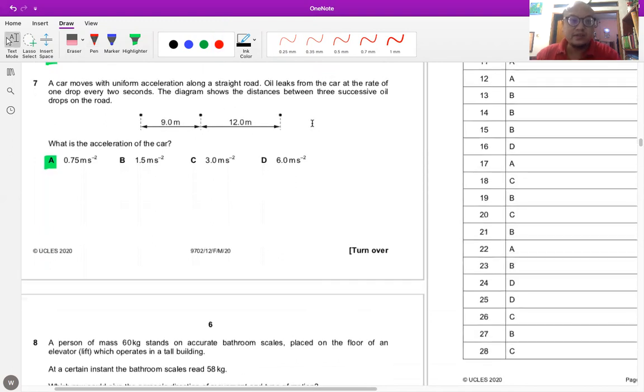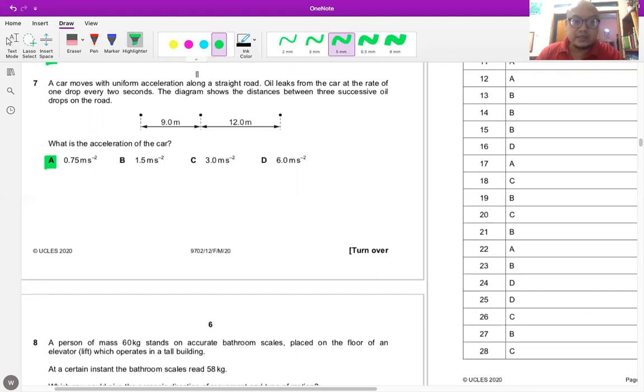Okay, question 7. A car moves with uniform acceleration along a straight road. Oil leaks from the car at the rate of 1 drop every 2 seconds. The diagram shows the distance between three successive oil drops on the road. What is the acceleration of the car? The answer is A.